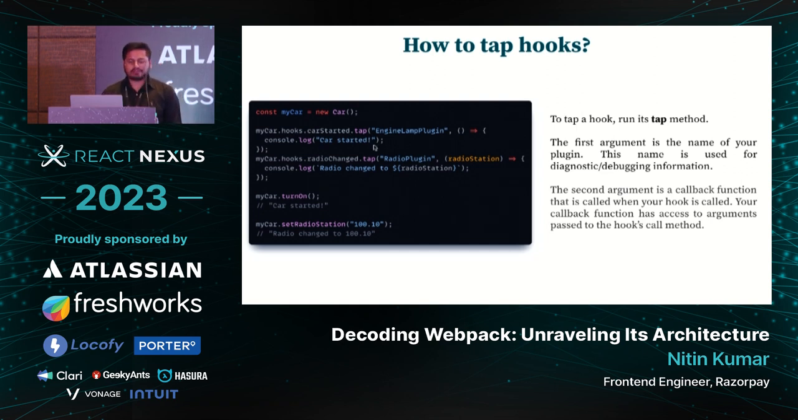The tap function accepts two arguments. The first one is the plugin name itself. It is used for debugging purposes, so in case you see a Webpack error, there will be a plugin name attached to it. The second argument is the function that you want to execute when that hook is called. For example, here we are console logging car started. So whenever a user does myCar.turnOn, it will log car started.